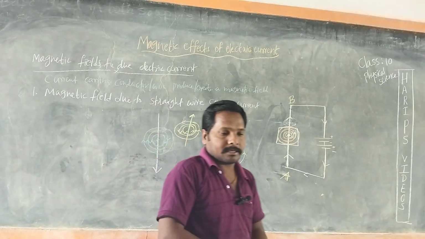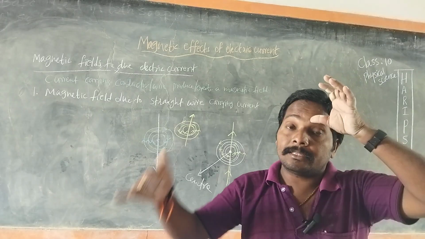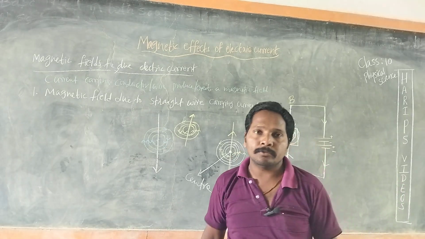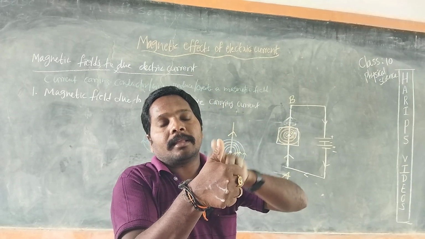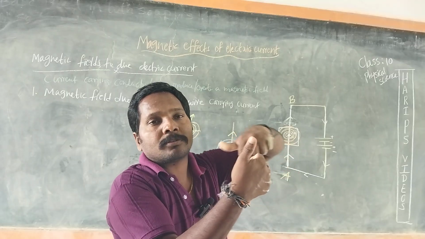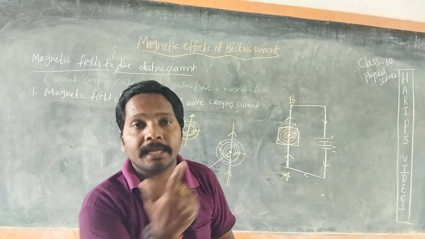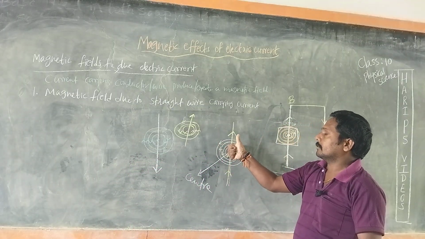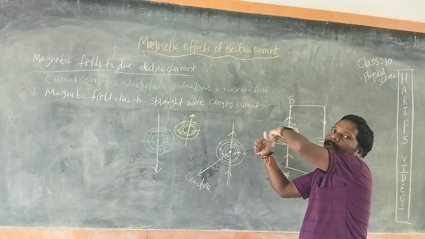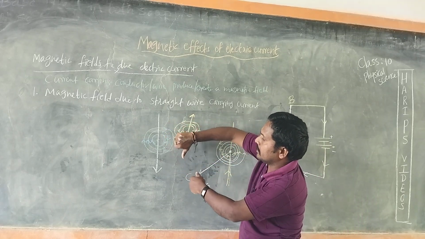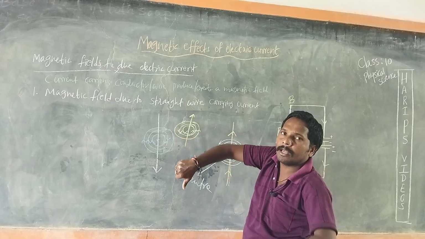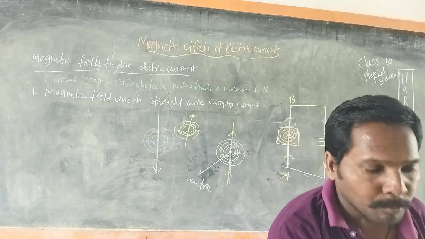So we can understand the magnetic field produced by a straight wire carrying current by using the right hand thumb rule. The direction of the thumb gives the direction of current. The closed fingers denote the magnetic field. So if the direction is upward, then the magnetic field is formed around the current carrying wire. If the direction is like this, then the rounded fingers denote the magnetic field.